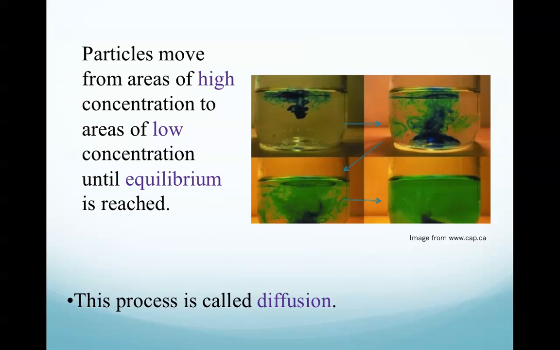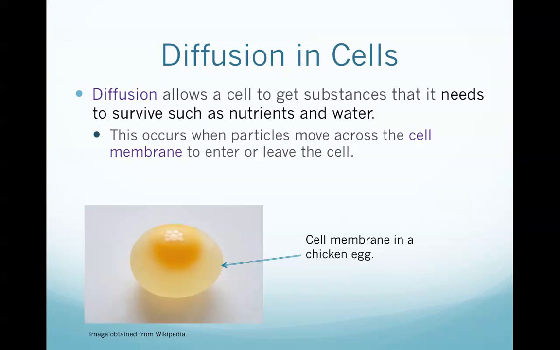And this whole process of molecules moving from a high to low concentration over time to reach equilibrium is called diffusion. And in regards to cells, diffusion is a way to allow cells to get the nutrients and water they need. And without diffusion, cells wouldn't survive because there's a constant moving of molecules across the membranes of cells through diffusion.